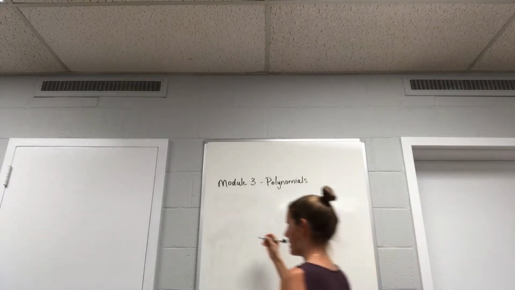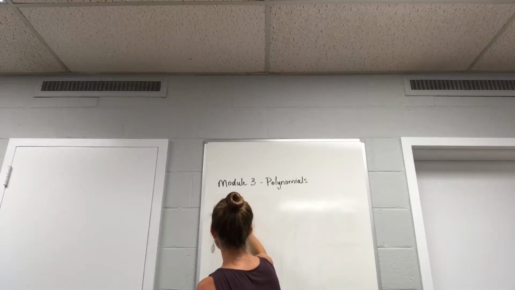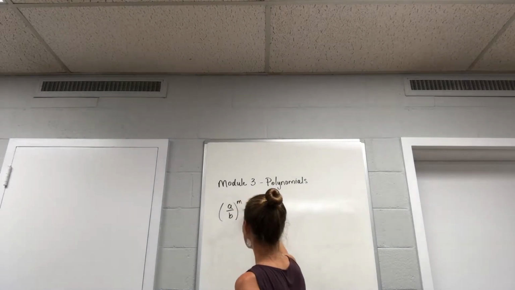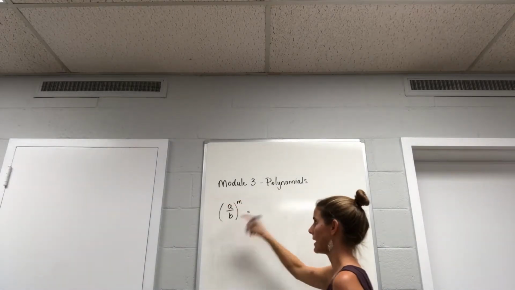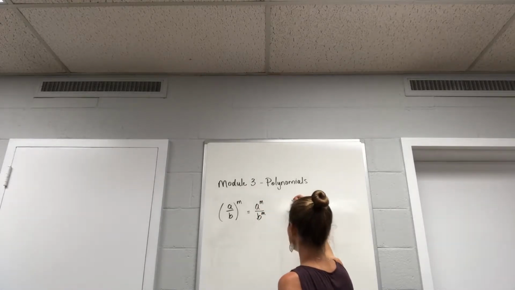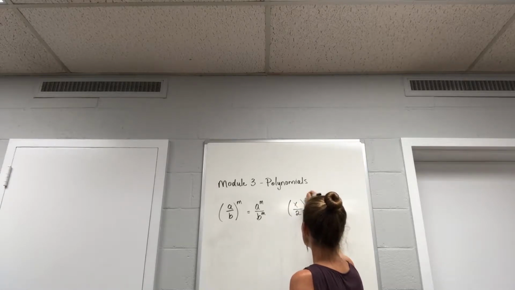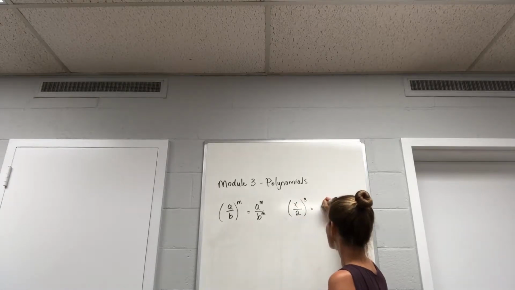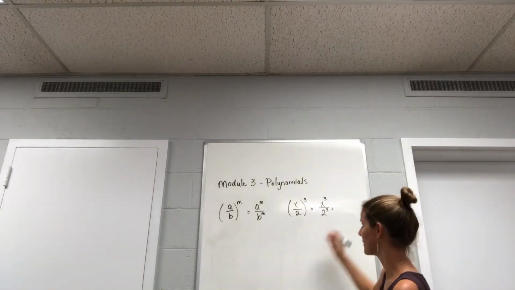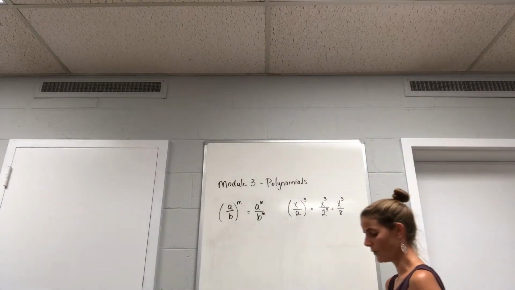All right, we've got the power of a quotient rule. This is kind of like the power of a product rule, but with a quotient, meaning division, and we are just applying that power on the outside to the numerator and the denominator. So it's a to the m over b to the m power. If you had something like x over 2 to the third power, we would take x to the third power over 2 to the third power, which we could simplify, since 2 to the third power is 8. So that's the power of a quotient rule.